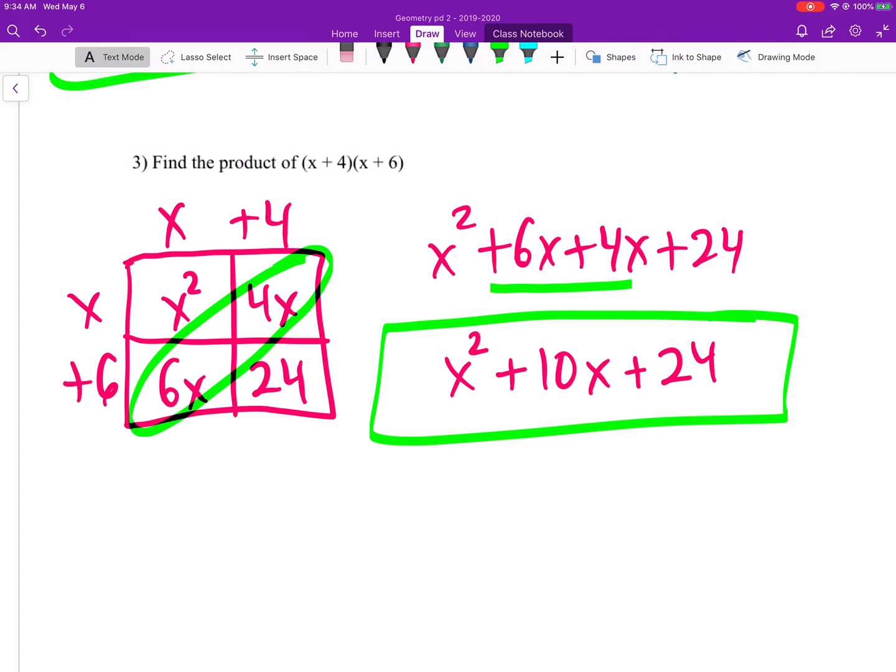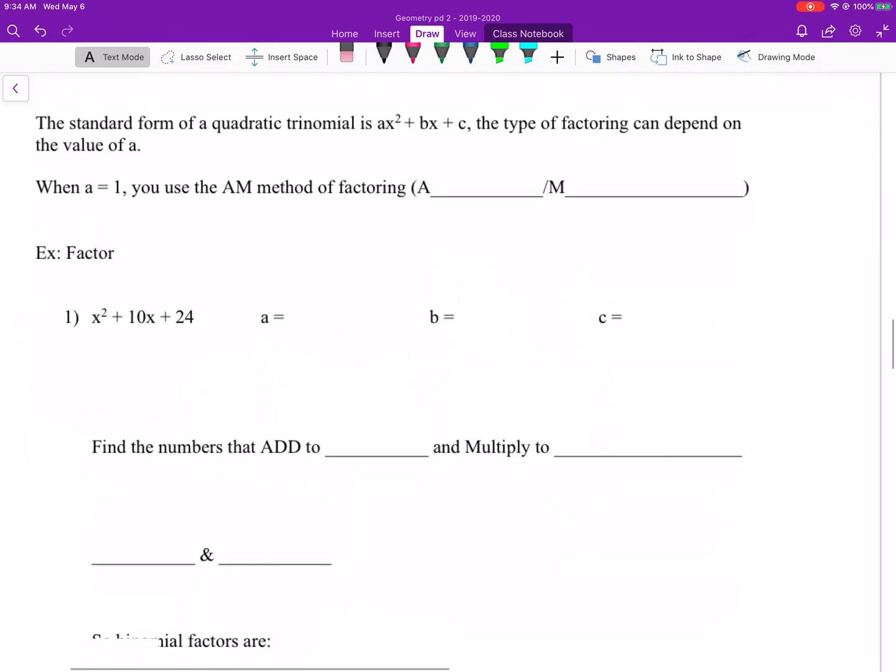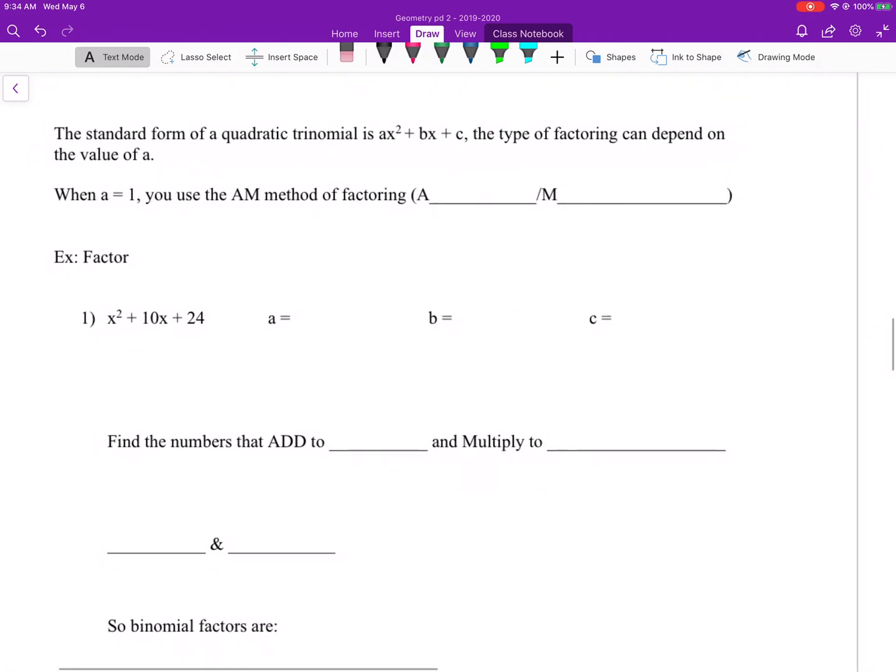Alright, guys, so another lesson of just pure review from Algebra 1, AM factoring. So let's take a look at that. The standard form of a quadratic trinomial is ax squared plus bx plus c. The type of factoring can depend on the value of a. When a is equal to 1, we use the AM method of factoring.